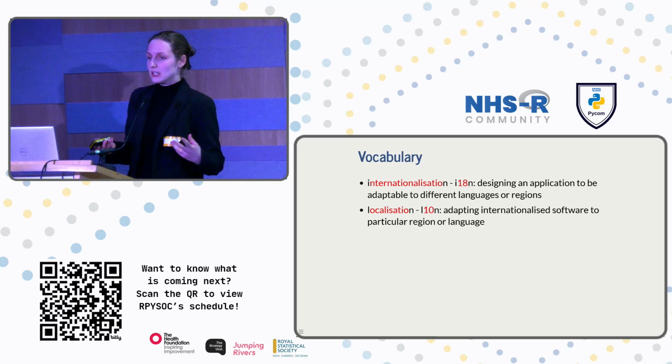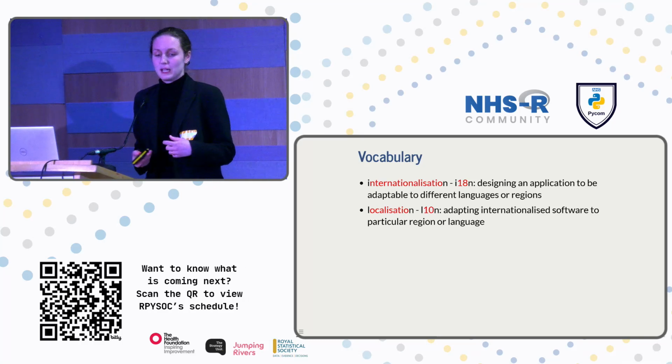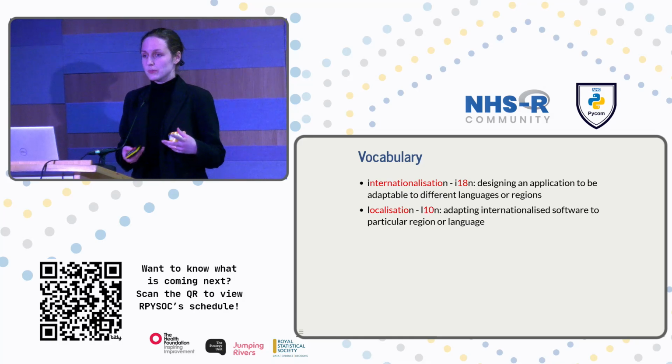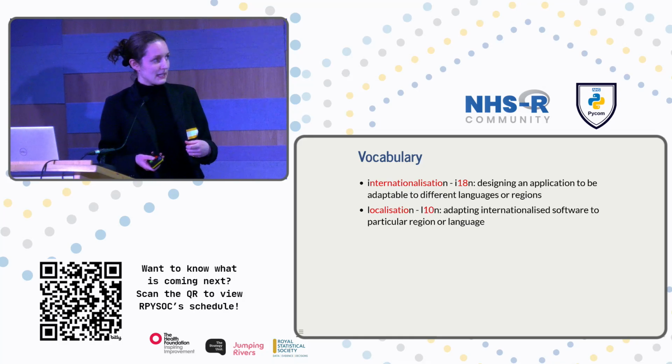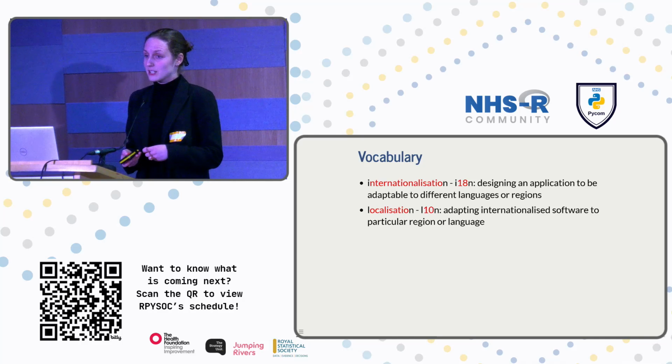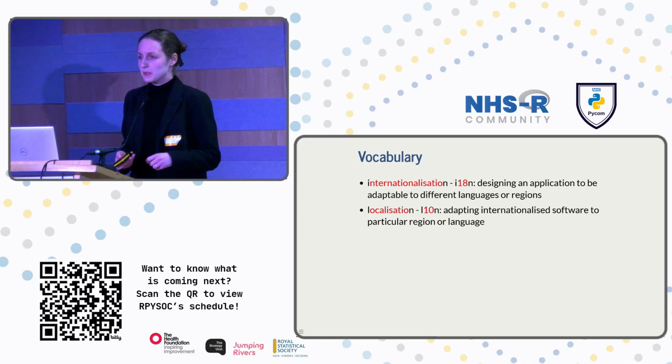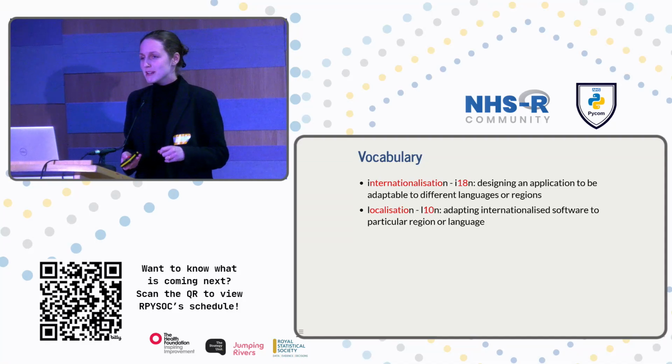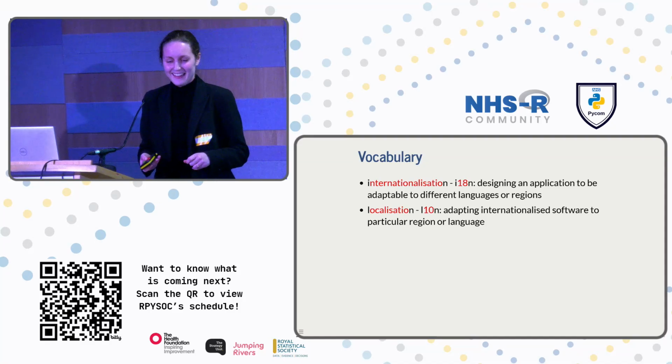We talk about internationalization, which means designing an application to be adaptable to multiple different languages or multiple different regions as well. There's a bit more to it than just language. And because people are lazy, rather than writing internationalization out a lot, they write I18N, because there are 18 letters between the I and the N. It took me a really long time to work out why people kept referring to I18N.